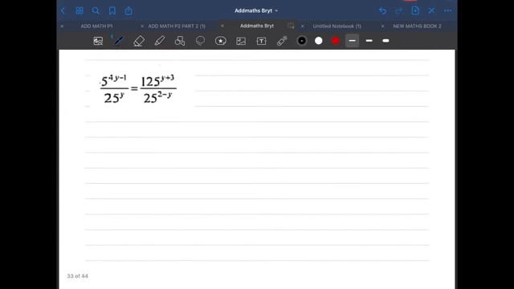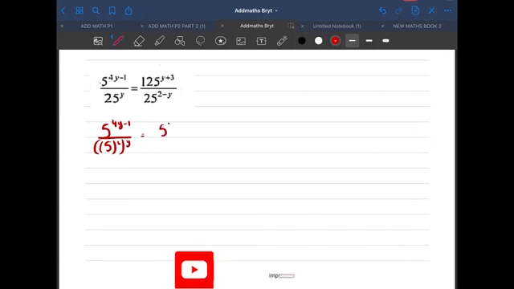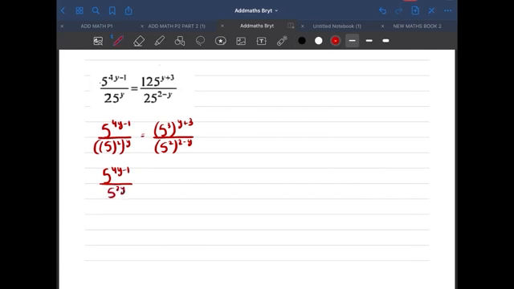Here, if I notice, can I convert everything to the power of 5? Yes, I can. 25 I can write as 5 square power y is equal to 5 cube power y plus 3 divide by 5 square 2 minus y, right? It's going to become 5 4y minus 1 5 power 2y is equal to 5 3y plus 9 divide by 4 minus 2y.